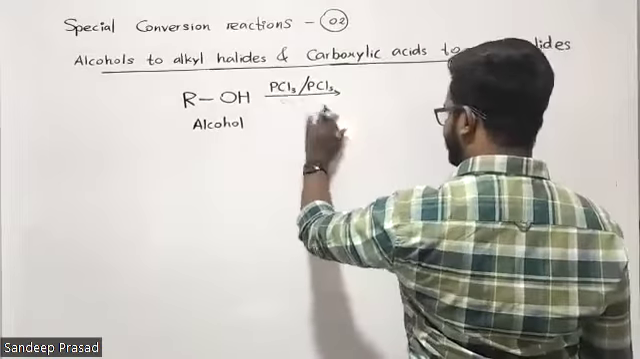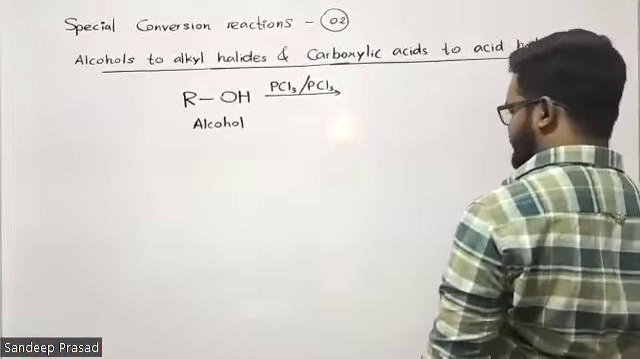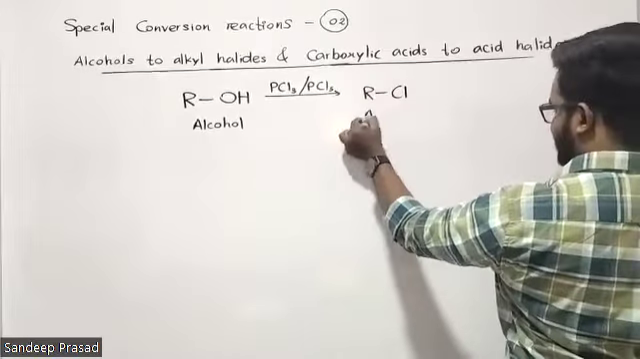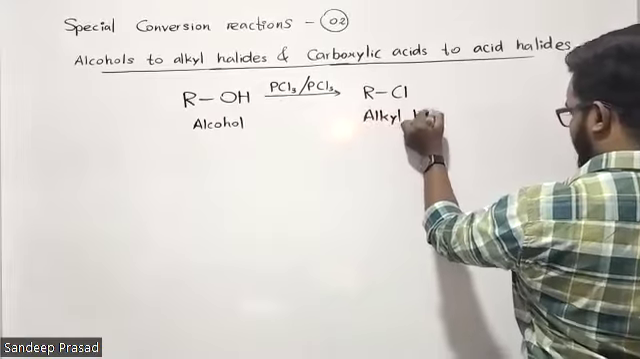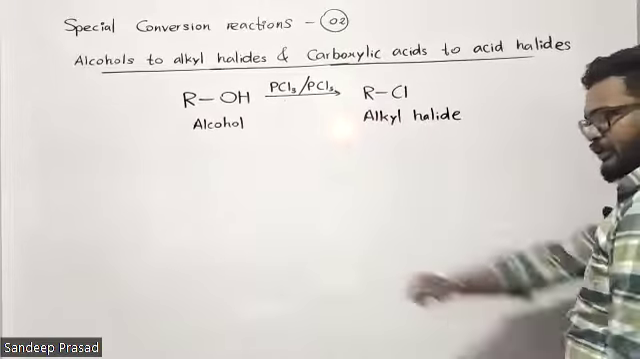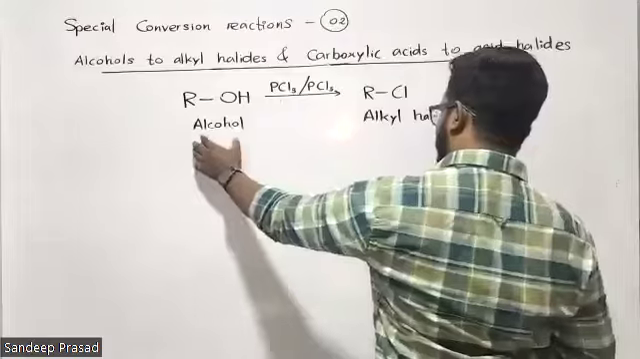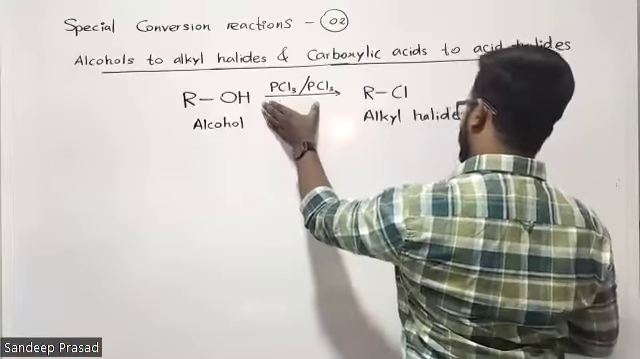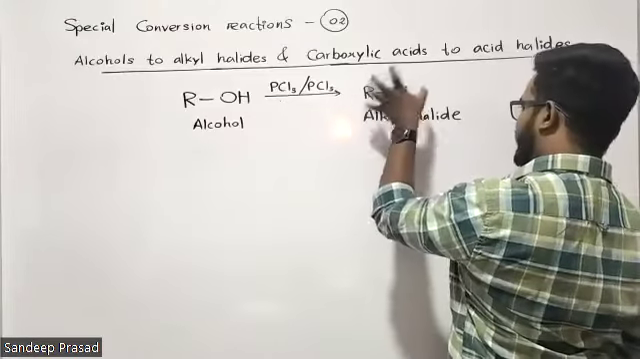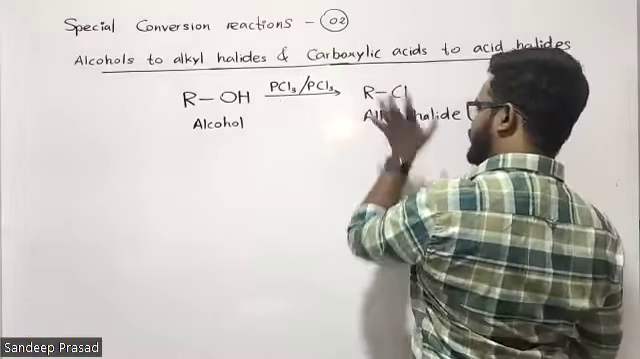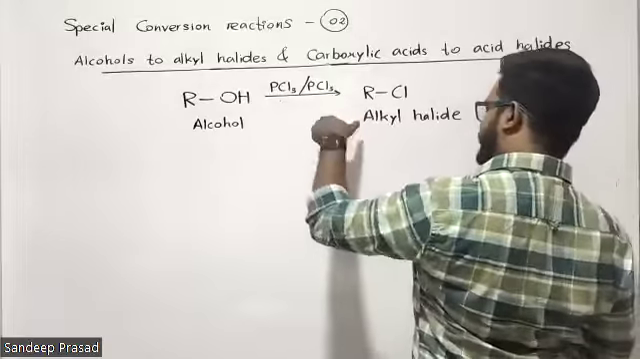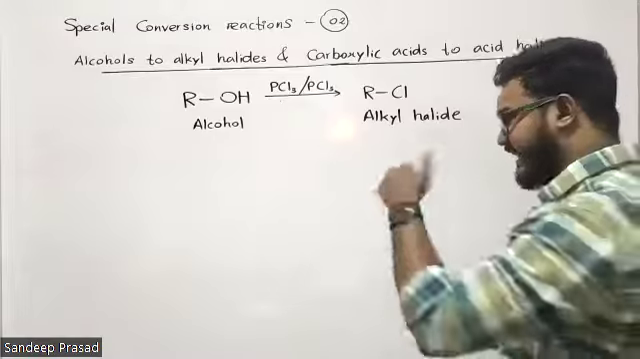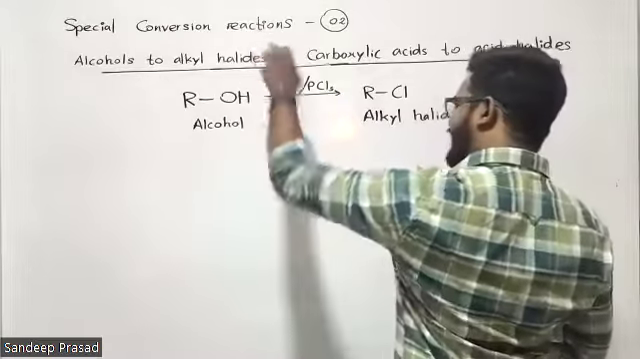So here let me consider PCl3 or PCl5. I can convert this into RCl. So what is RCl? This is alkyl halide. Understood? So in order to convert an alcohol into alkyl halide, you can add PCl3 or PCl5, then you can convert it into the corresponding chloride compound. If you want to convert it into a bromide compound, we can put PBr3 here. So mostly these are the compounds that we can use, right?